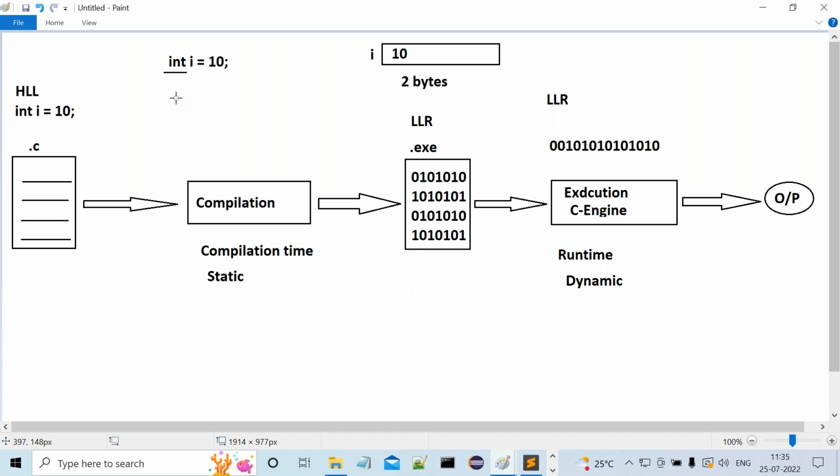How many primitive data types are available? 8. Tell me what are the 8 primitive data types now? Byte, short, int, long, float, double, boolean, character. That's it. These are the 8 primitive data types.